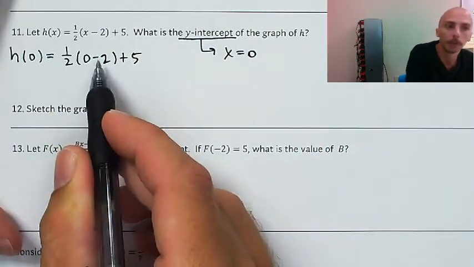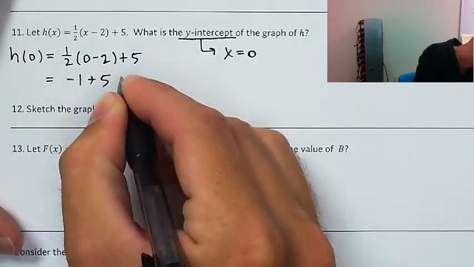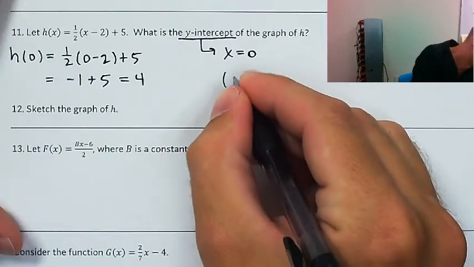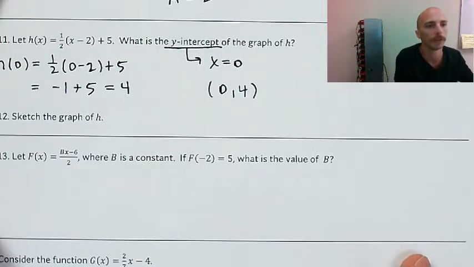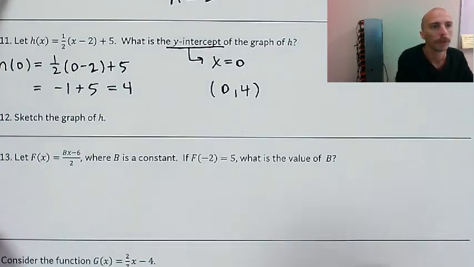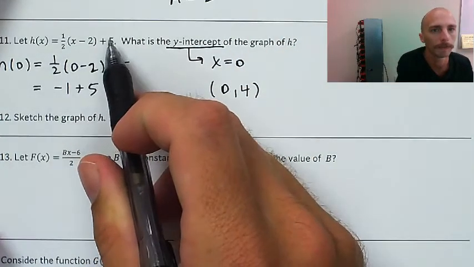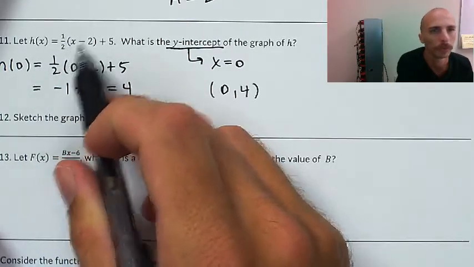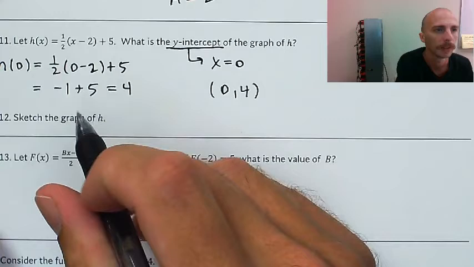So half of -2 is -1, plus 5, that's going to be 4. Okay. So the y-intercept is going to be the point where x is 0 and y is 4. And then we're going to sketch the graph of h. Okay. So I know that it goes through the point (2, 5). If I was to work around it, it would be in point slope form. But I think, let me think about this.